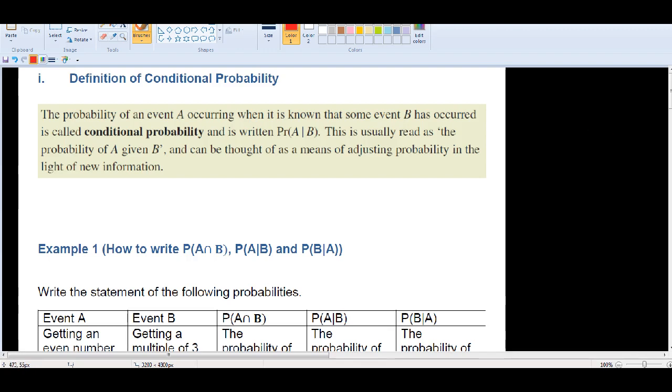Okay, first, we need to understand what we mean by conditional probability. We use the symbol like this. It's a symbol like the probability of A given B. So it's probability A given B. For this type of probability, it's given that an event has happened. So if it's probability A given B, that means you know event B has happened, and you need to understand what's the probability of A.